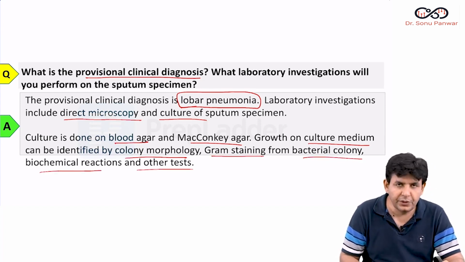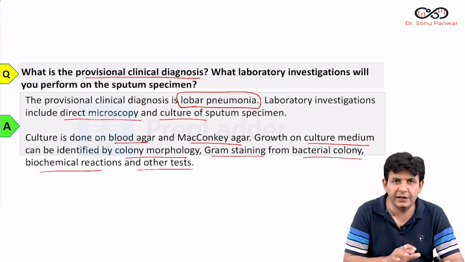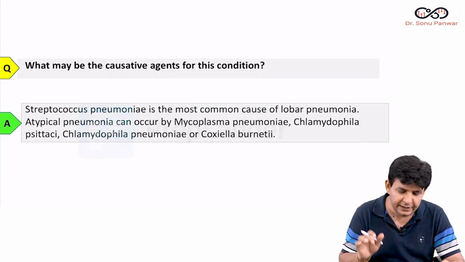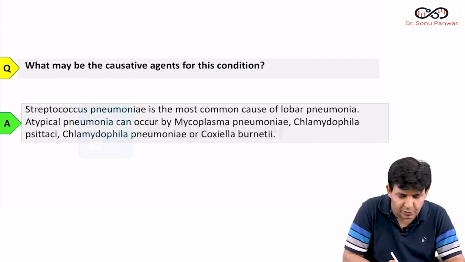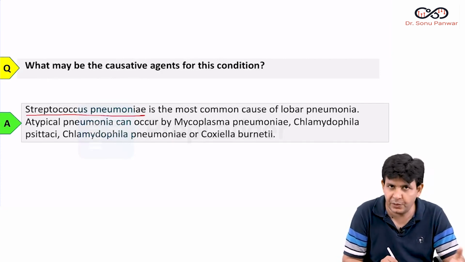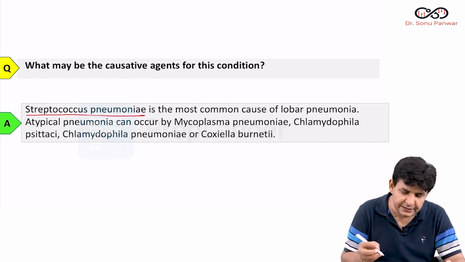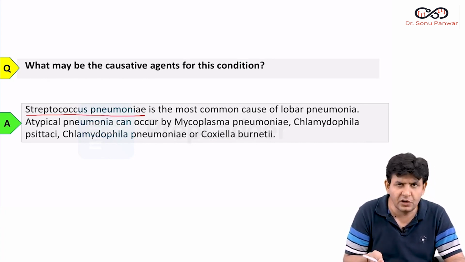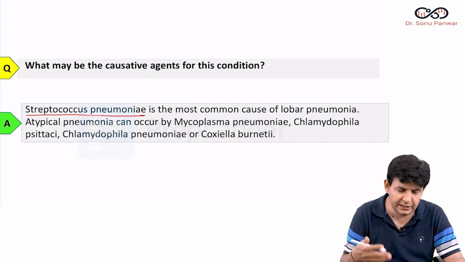Okay. So guys, one thing is for sure, that you're dealing with lobar pneumonia, and in that, the most common cause of that is what? Streptococcus pneumoniae. What else can you focus upon here? That this is a lobar one, not an atypical one which is extra lobar.